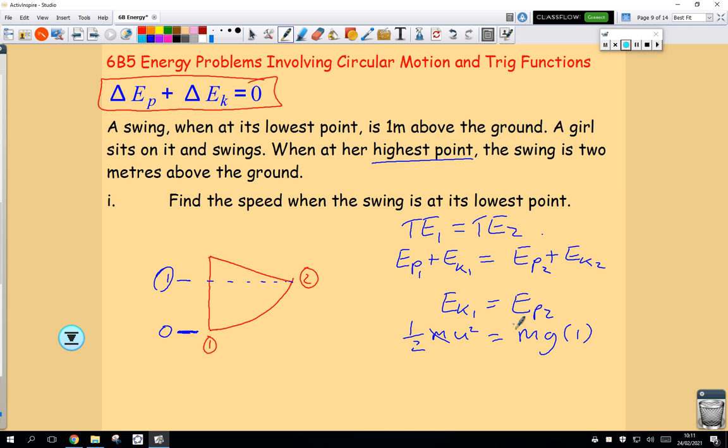As always, the masses will cancel. Doubling both sides will give me u squared equals 2g, so u is going to be equal to the square root of 2g. Okay, and the units there will be meters per second. So that is the speed of the girl at her lowest point, or the speed of the swing at its lowest point. Okay, so circular motion in this case.